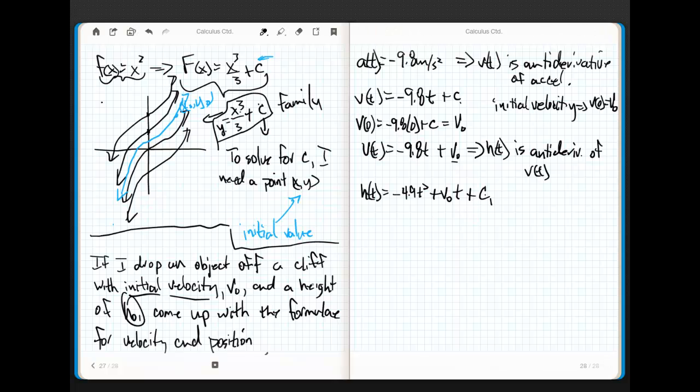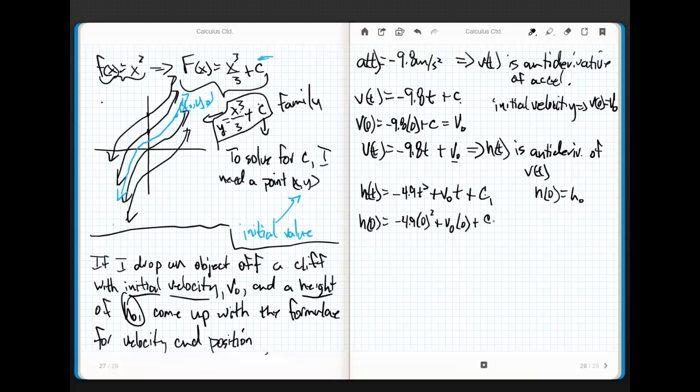Well, wait a sec. Look at what we got here. We have an initial height of h naught, which implies I know that h of 0 equals h naught, right? Well, h of 0 equals negative 4.9 times 0 squared, wherever I see a t, stick a 0, plus v naught times 0 plus c1, which is what I want to solve for, and I know that h of 0 equals h naught, the initial height. Guess what? Those go away. c1 equals h naught, which implies h of t equals negative 4.9 t squared plus v naught t plus h naught. Ta-da! You've seen these before.